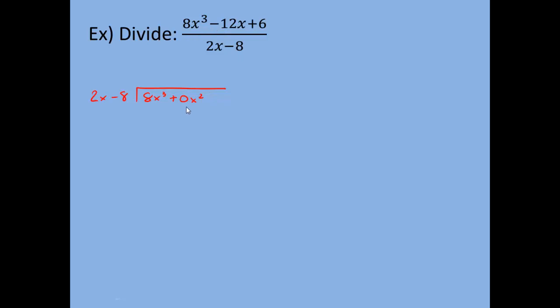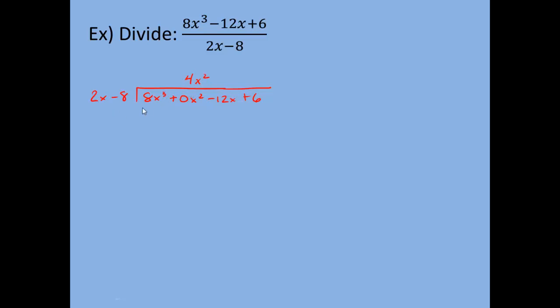So you have x cubed plus 0x squared minus 12x plus 6. And then we're going to play the same game as before. We're going to do the same exact thing. So I got 2x minus 8. I'm looking at the first term here, 2x. And I want to say, what do I multiply it by to get an 8x to the third? Well, 2 times what gives me 8? Well, 2 times 4 will give me 8. X times what gives me x cubed? Well, x times x squared will give me an x cubed.